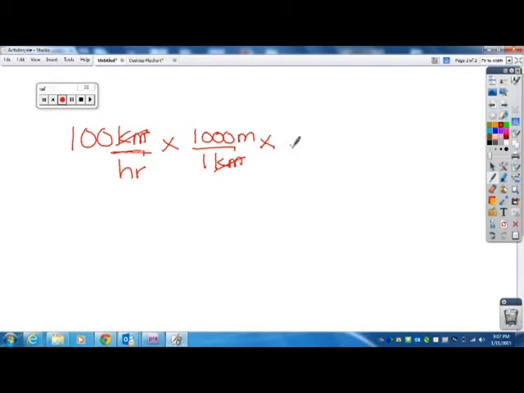Next, I want to change hours to seconds. So I know that 1 hour has 3,600 seconds. So 1 hour goes on the top and 3,600 seconds goes on the bottom. And you have gone ahead and canceled out your hours. So simply what you're going to do is when you calculate, you're going to do 100 times 1,000 and whatever you get, and then you're going to go ahead and divide that answer by 3,600, and that'll convert your answer to meters per second from kilometers per hour.